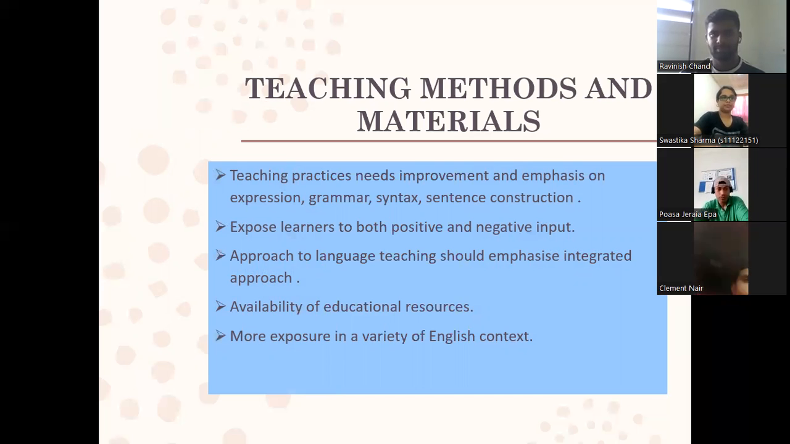Expose learners to both positive and negative input. This helps them to consider the good and the bad in order to improve. Approach to language teaching: emphasize an integrative approach. When teaching students, teachers should be able to cover the four basic language skills simultaneously. These are reading, writing, speaking, and listening.